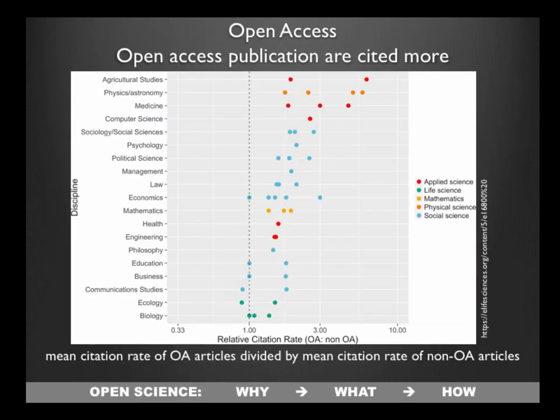Open access. This is a simple graph that says that if your paper is open access, it's going to get cited more. It is in your interest to make your paper as accessible to the entire scientific community as widely as possible.